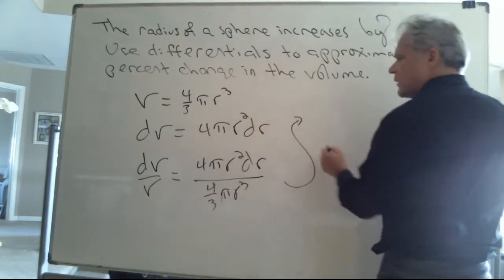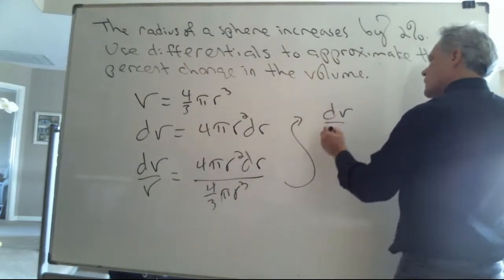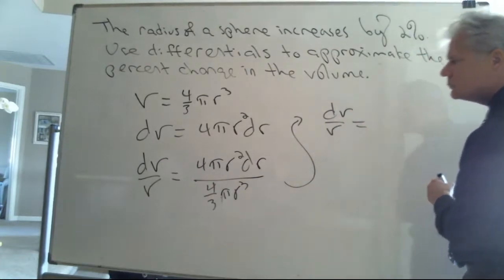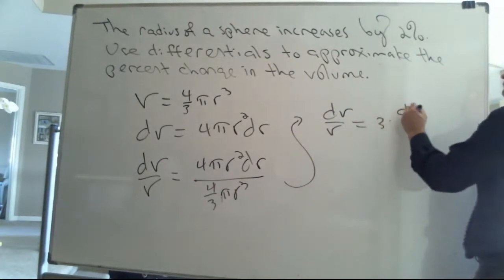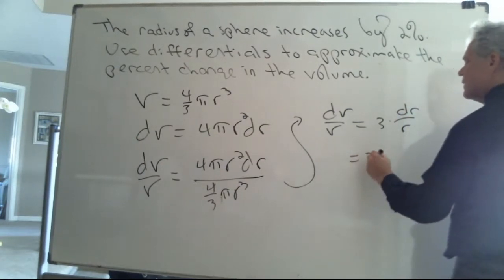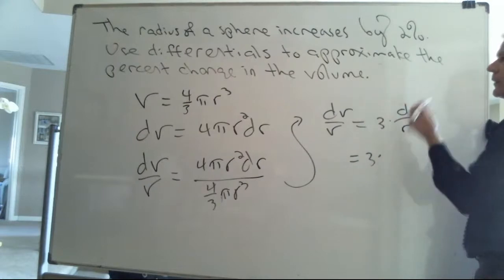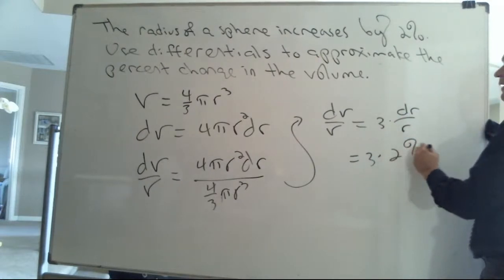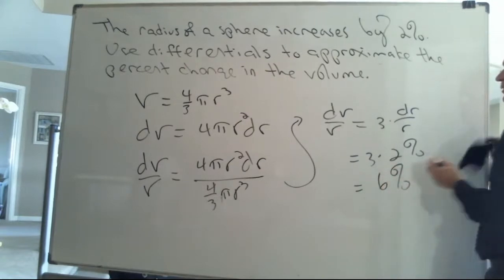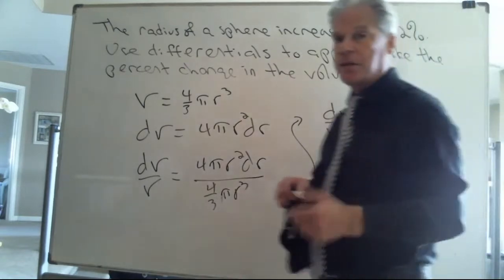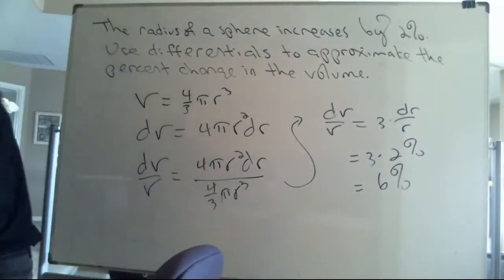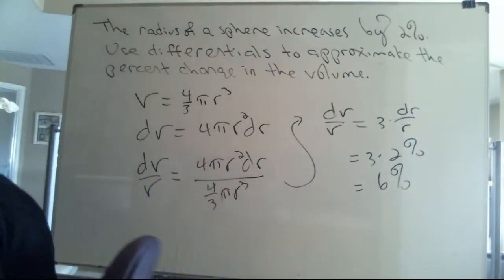Now, with a bit of cancellation on the left-hand side, doesn't that give me this? These are V's. These are R's. But I knew R was increasing by 2%. That means using differentials, I'm seeing the corresponding volume changing by approximately 6%. A bit more sophisticated of a question, I think, but I need you to understand the distinction between those two types of changes.